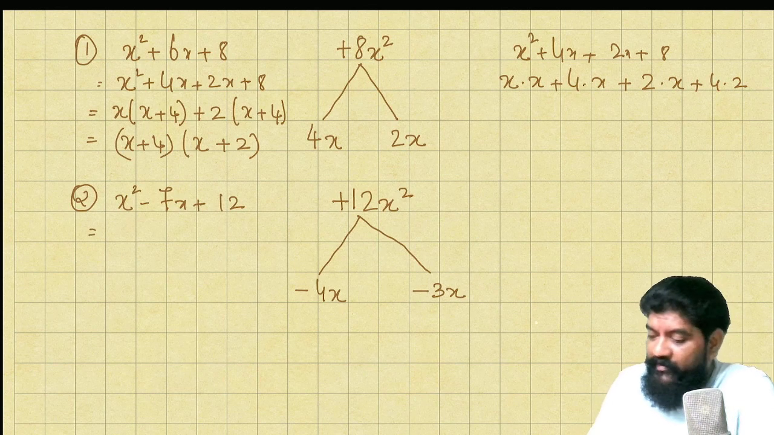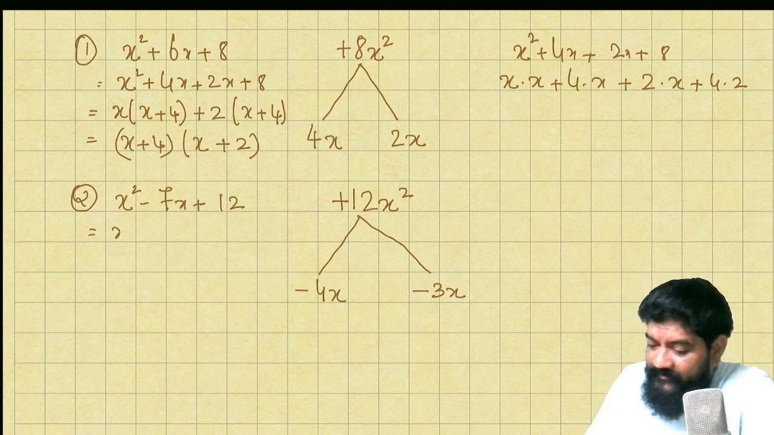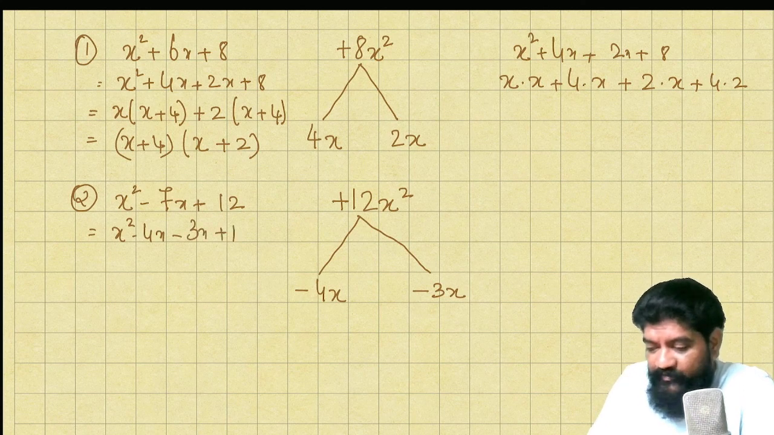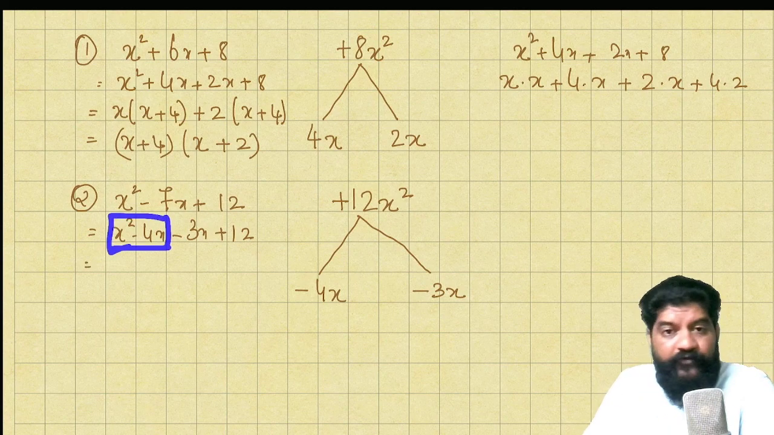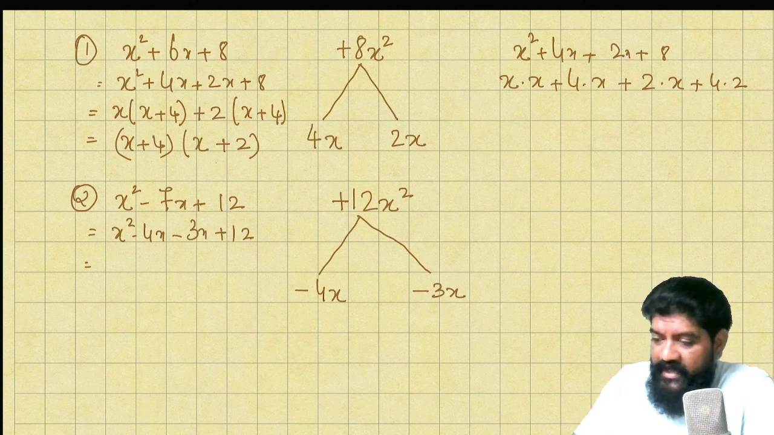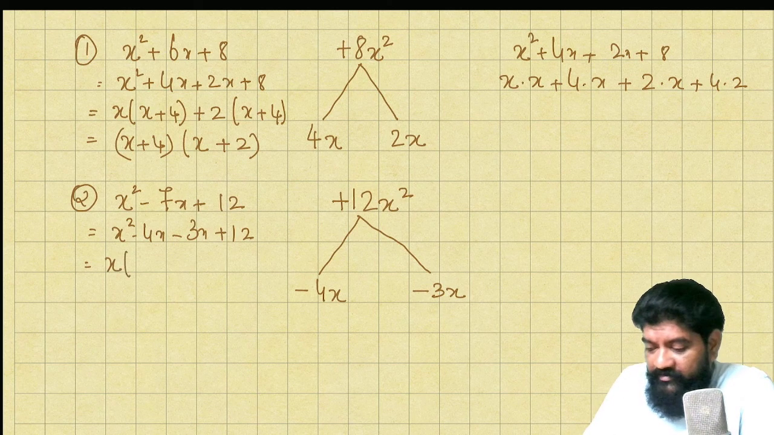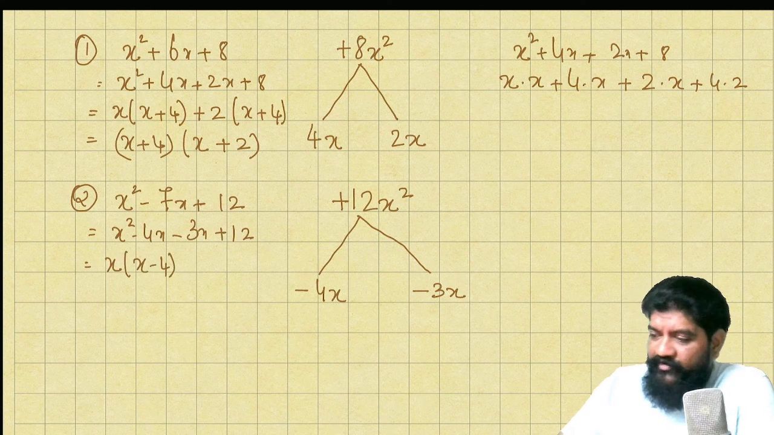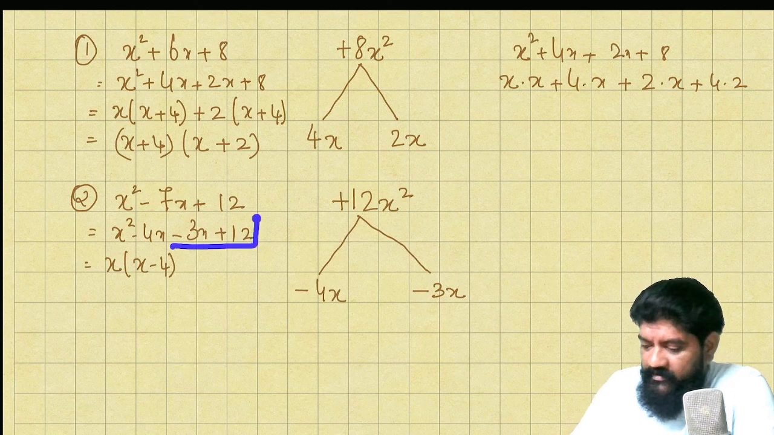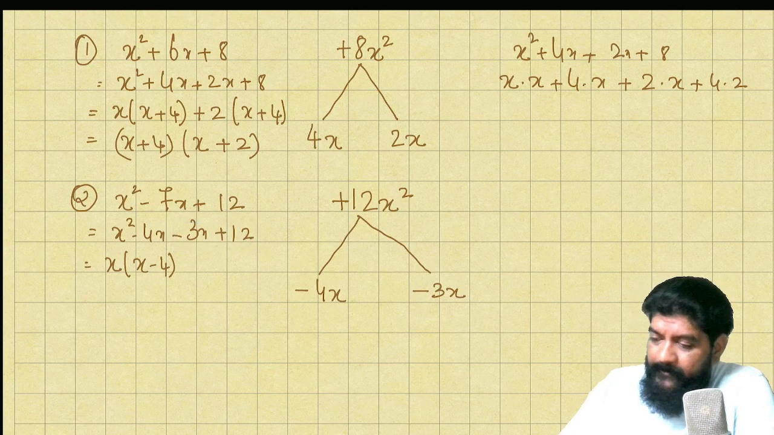So what is going to happen here? I can write this as x squared minus 4x minus 3x plus 12. Now, from the first two terms, I'm looking at x squared and minus 4x. I can take an x common out, and I'll remain with x minus 4. Now let's focus on the next two terms: minus 3x plus 12.